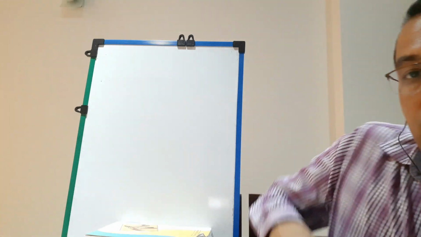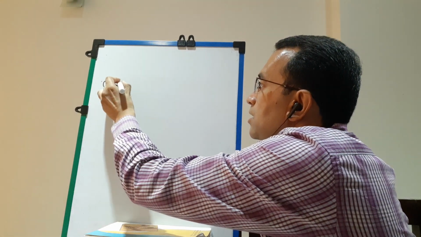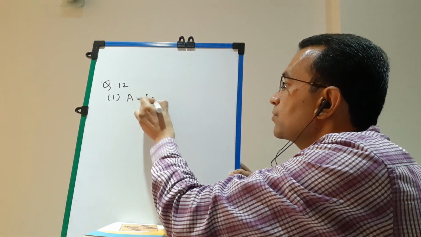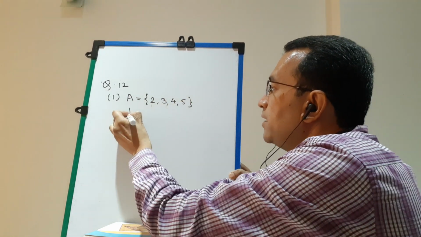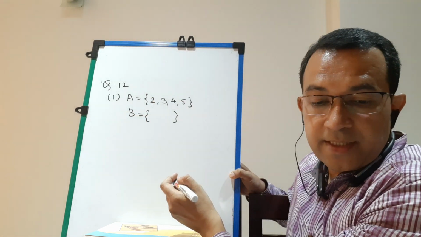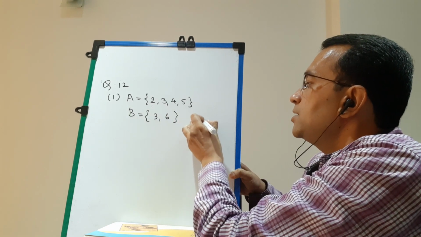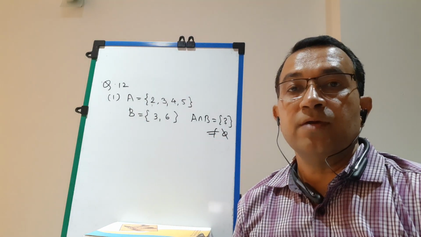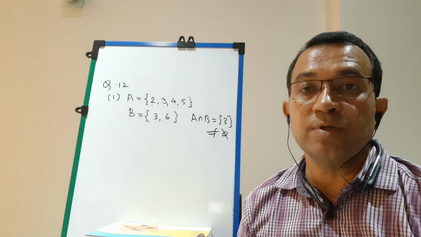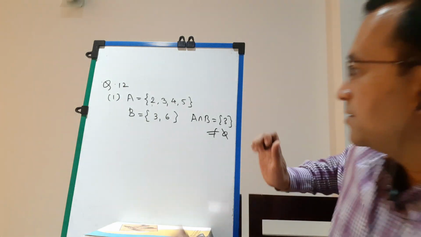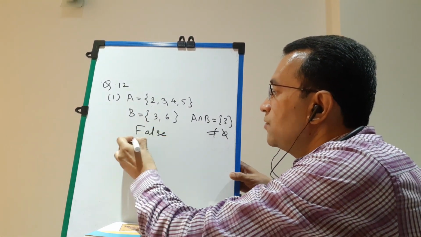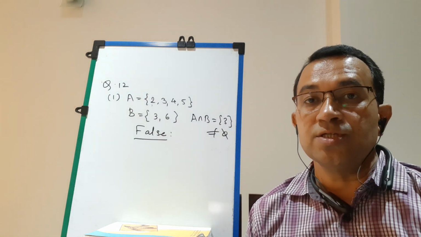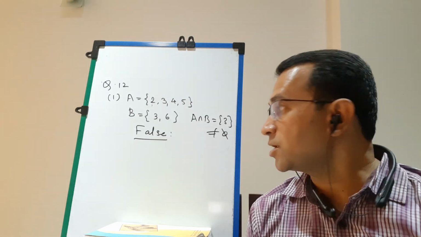Question 12. The first part: A is the set of elements 2, 3, 4, 5 and B is the set of elements 3 and 6. Now A intersection B is the singleton set {3}, and therefore it is not equal to the null set. In the statement they have said disjoint sets, so the given statement is false because A intersection B is a singleton set. This is the justification: as A intersection B is the singleton set {3}, which is not equal to the null set, the given pair is not disjoint.